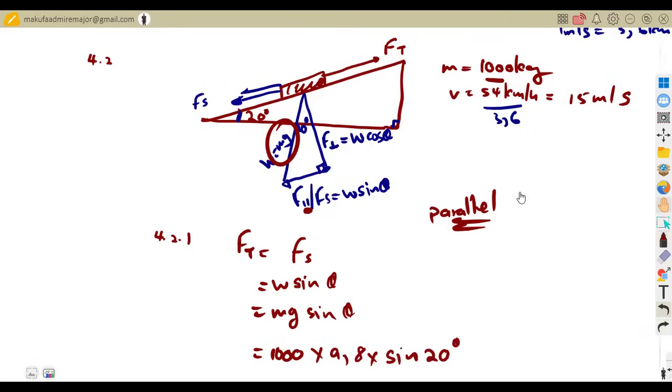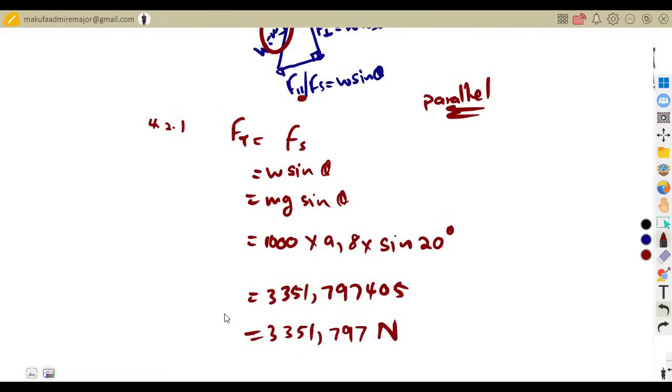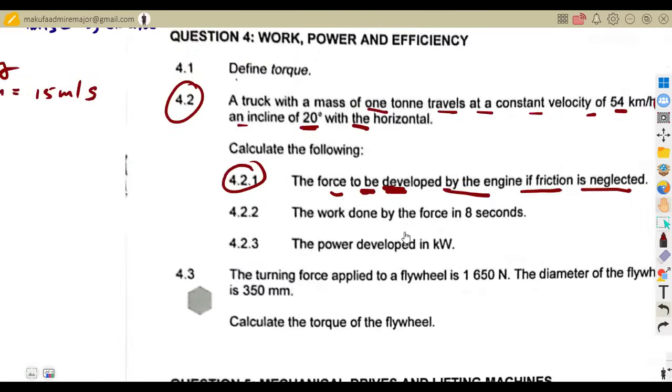So that was going to give us, in this case, the total force, and that will be 3351.797 in newtons. All right, so that is our total force. Just consider it that way, because the frictional force is not there. If it was involved, then you're going to add everything.